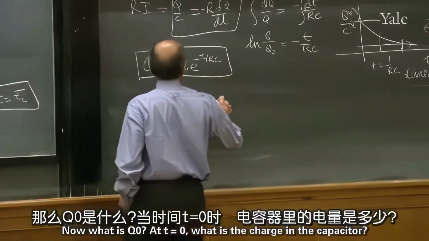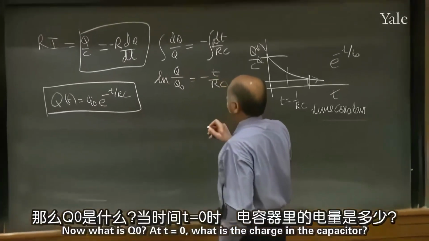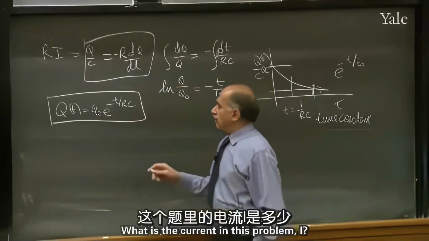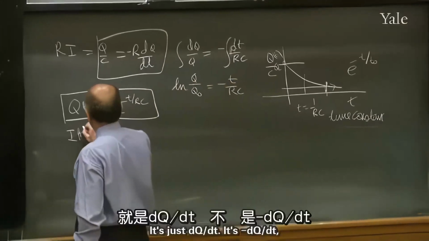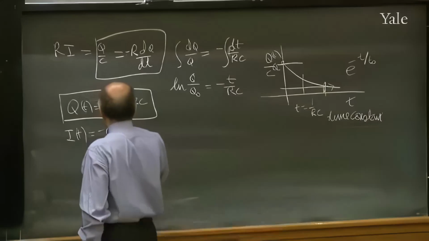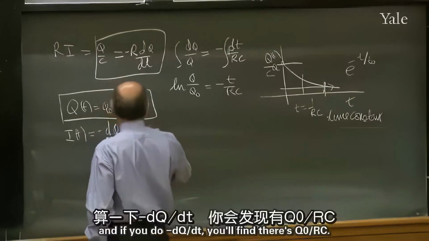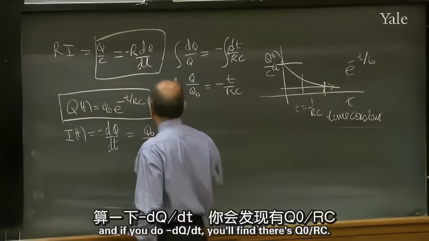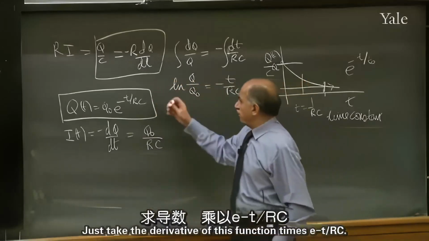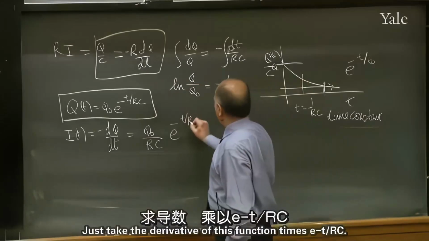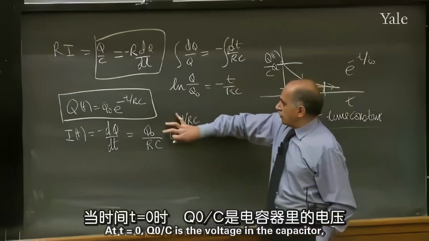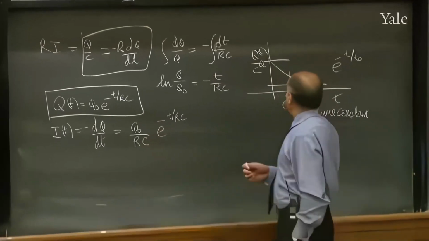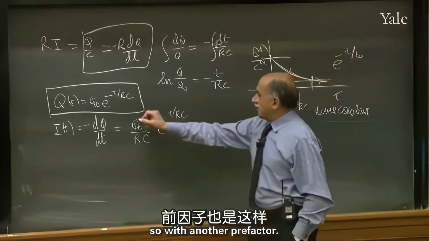Now what is Q0? At t equal to 0, what was the charge on the capacitor? Well, that's the initial charge on the capacitor. What is the current in this problem? I. It's just dq dt. It's minus dq dt. And if you do minus dq dt, you will find it's Q naught over RC, just take the derivative of this function, times e to the minus t over RC. At t equal to 0, Q naught over C is the voltage on the capacitor, divided by R is the current. That's the current it starts with, but the current also decays exponentially. So it's with another prefactor.